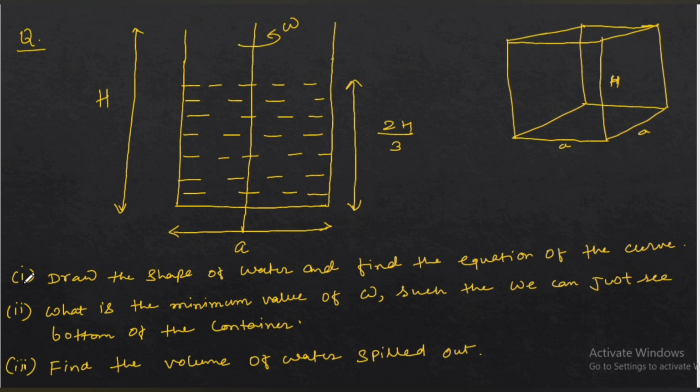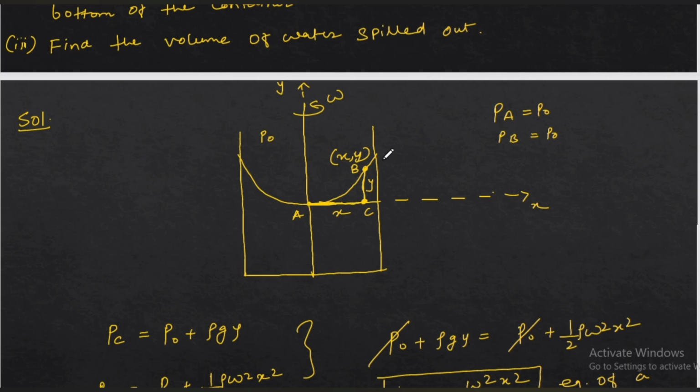Now the question is to draw the shape of the water and find the equation of the curve. Intuitively, you can think the shape of the water will be something like this. You must have seen it in your everyday life in a bucket or something like that. When water rotates, it assumes the shape of a parabola. But we don't know, so we have to find the equation of the curve to confirm this. So let's assume the shape is like this.